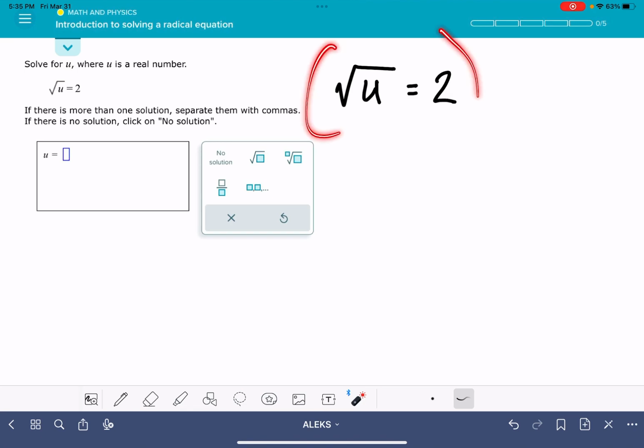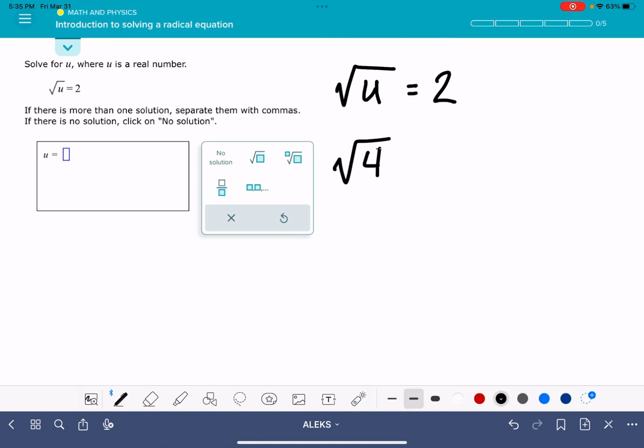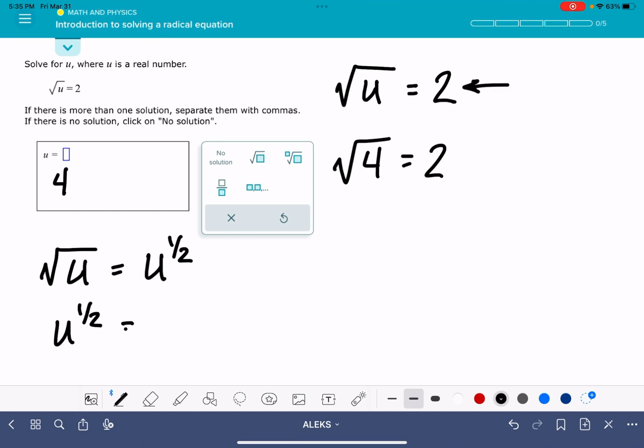So this is going to be really helpful if you are familiar with your square roots and your squares. If you just happen to know that the square root of 4 is equal to 2, that makes this problem really easy. If you are not familiar with that, I'm going to show you a longer way to go about doing it. The square root of anything, like the square root of u, can be rewritten as u to the 1/2. And so that means that this expression up here, we could rewrite as u to the 1/2 equal to 2.